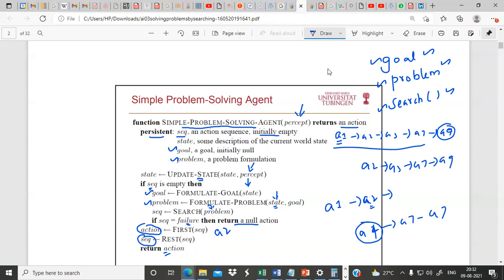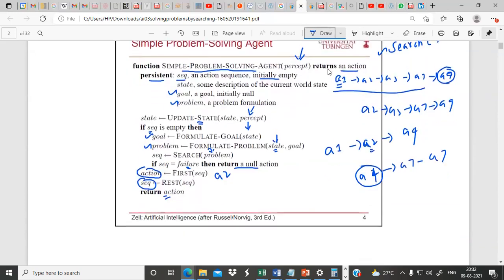Then the algorithm suggests the agent to move from A2 to A4. Again, after reaching A4, once again the agent should run this algorithm. Okay. So how long should the agent keep doing this? The agent should keep doing this until he reaches the goal state. So this is a simple algorithm for problem solving agent.